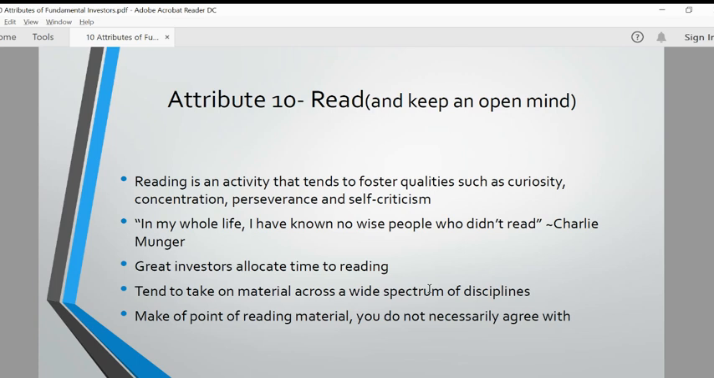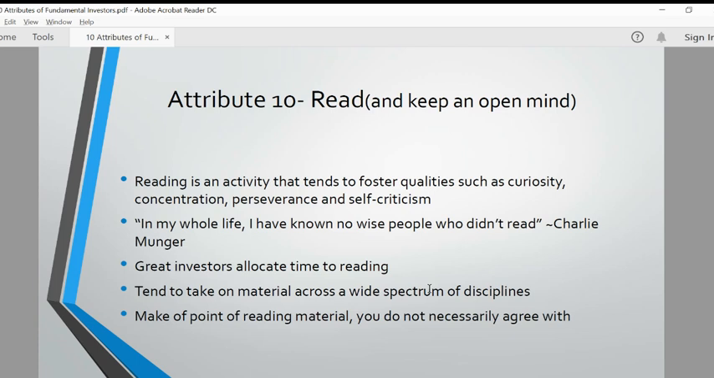Great investors tend to allocate time to reading. In fact, they don't just allocate; they prioritize reading over many other activities which they can do, and they tend to take on material across a wide spectrum of disciplines. They don't read only on a specific industry or on the investing part. They may read about psychology, biology, astronomy, and many disciplines. And the author also says that you should make it a point to read material you may not necessarily agree with. Reading something which you disagree with is an important trait of a great investor.